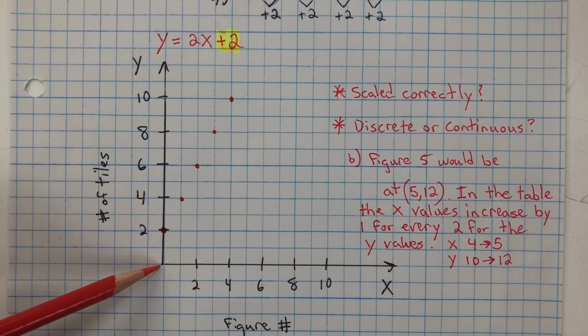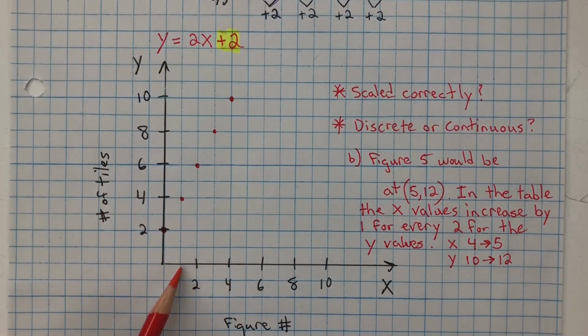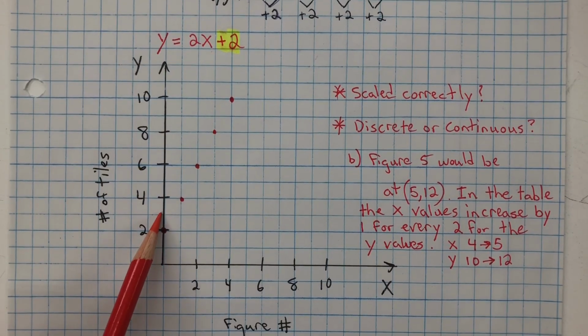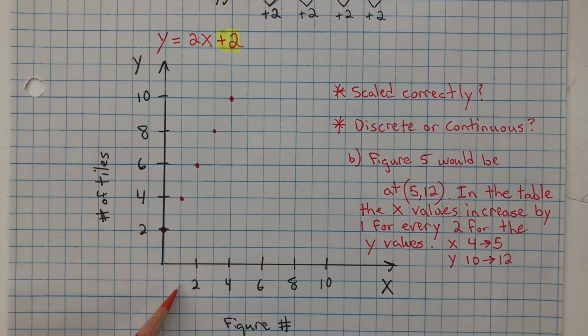Is this graph discrete or continuous? It's discrete because you couldn't have a half of a figure or a half of a tile. So you do not connect the points.